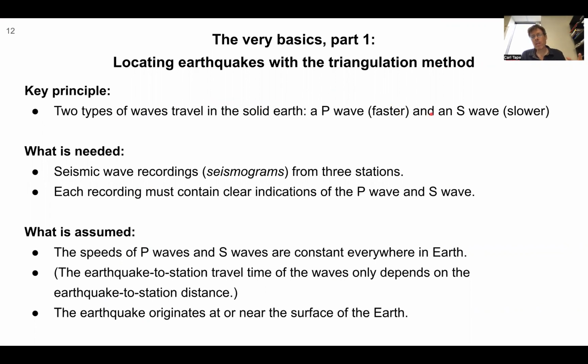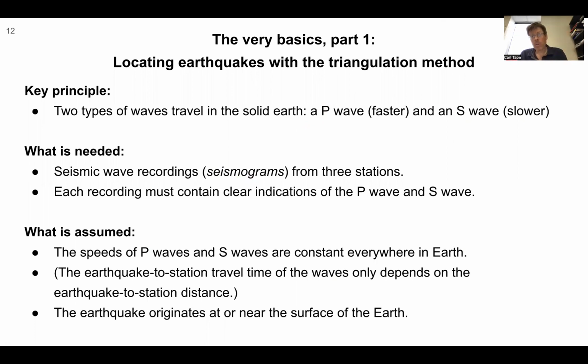So within the solid earth, these what are called body waves, there's two types. From one earthquake, both of these waves will travel, and so you'll have information coming at different times at a given station from the same earthquake. What is needed is that we need seismic wave recordings, or seismograms, from 3 stations to locate an earthquake. And each recording must contain clear indications of the P wave and S wave.